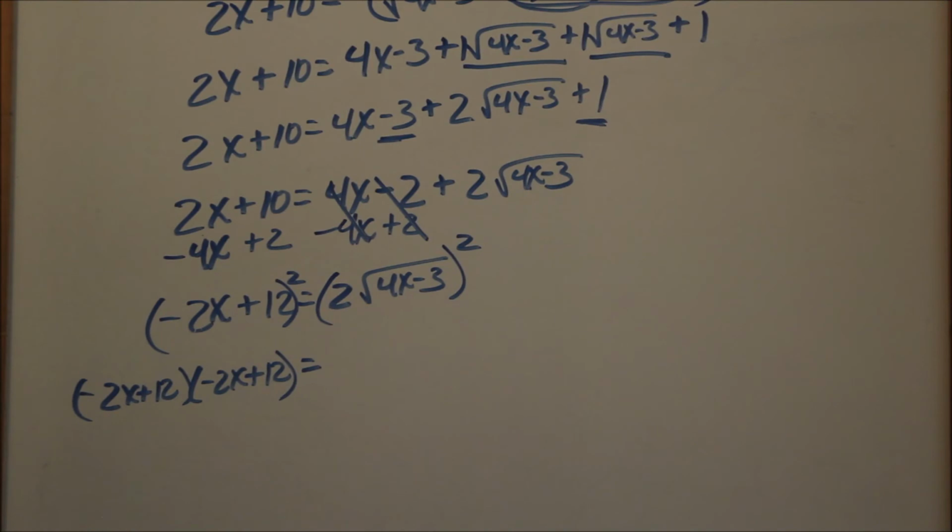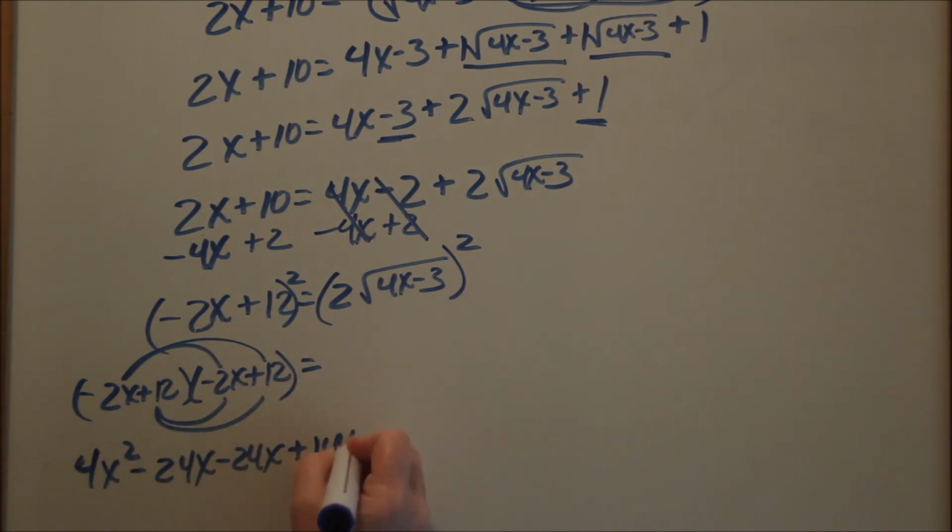No, there is a middle term. FOILing it out, that times that will be a positive 4x squared. That times that will be a negative 24x. This times this, negative 24x. This times this, plus 144. Okay, that's the left side.